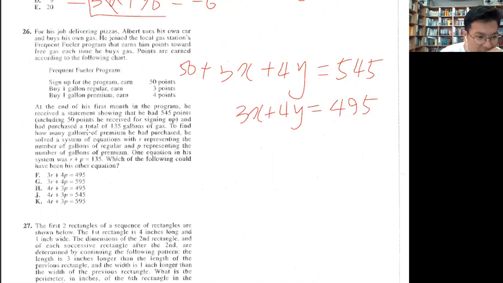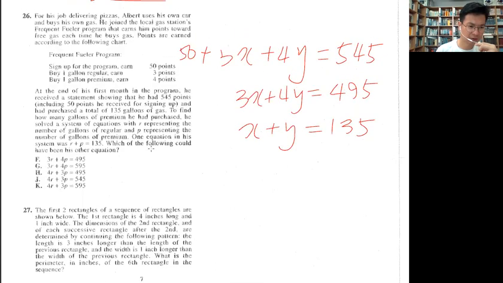And then he purchased a total of this much again. So x plus y is 135 right now. Oh, so you don't need to solve it out. Try for this one.